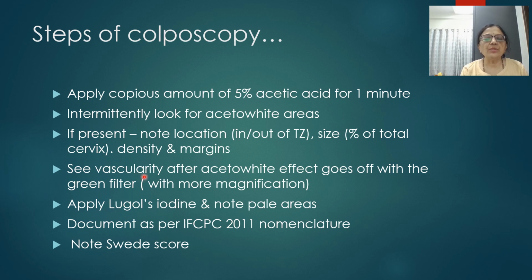Once the acetowhite effect goes off, again we should focus on the abnormal area wherever acetowhite lesions were present, and in those areas again we look at the vascularity with the green filter, because the main significance of vascular architecture is at the sites where there are abnormal areas or lesions. Then we should apply Lugol's iodine and note the pale areas. And we should document as per the IFCPC 2011 nomenclature, and note the Swede score.